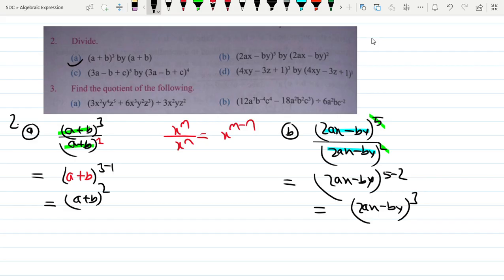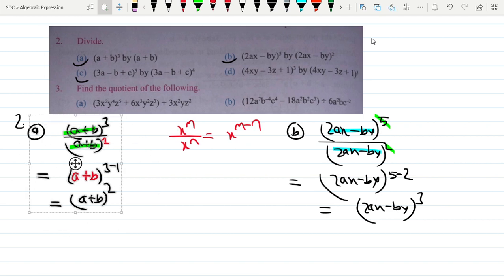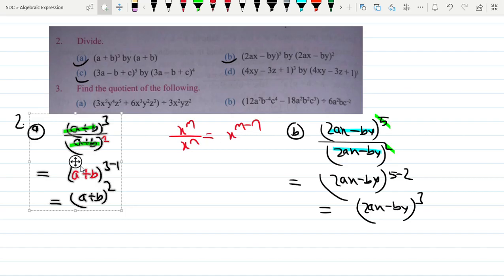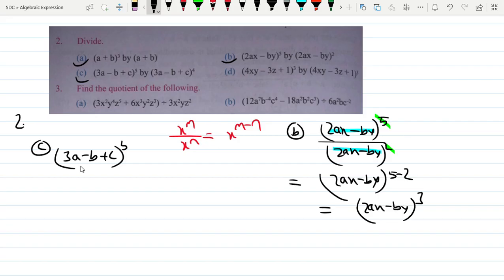I have done a and b, and now I'm going with number c. Here we have (3a minus b plus c) whole power 5, which is getting divided by (3a minus b plus c) whole power 4.